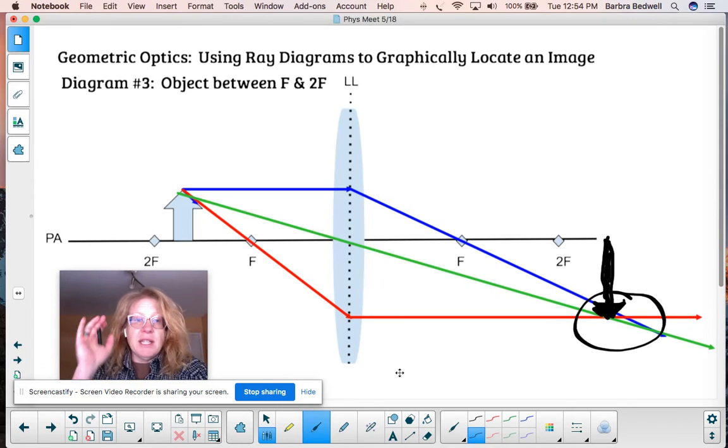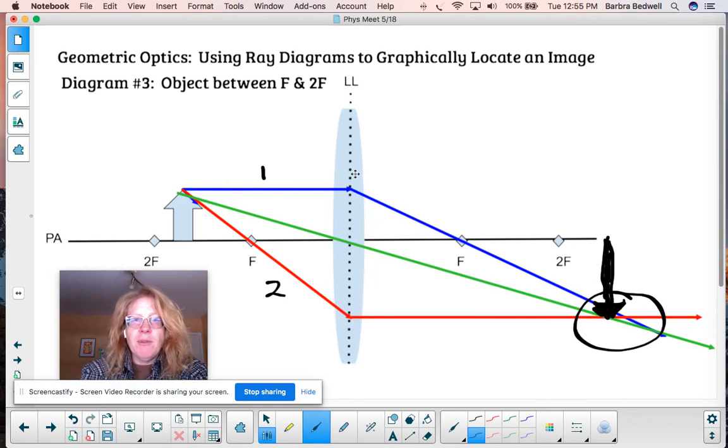So again, this is the typical way that we do this. We always do the same rays. We go in parallel to the principal axis and then bounce through the far side F. The second one bounces through the close side F and then exits parallel to the principal axis. And the third one just goes through center, right through the middle of the lens line and the principal axis. So center, and it does not refract at all. It literally goes straight through.